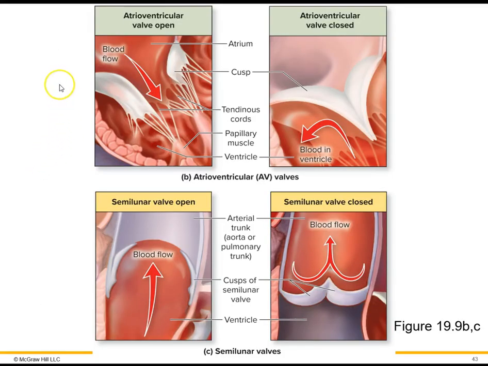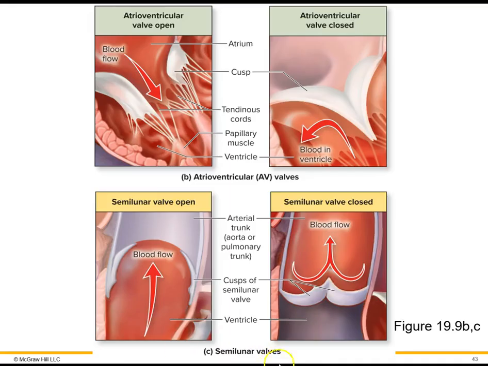Okay, so here we're looking at the function of the AV valves and the semilunar valves. So here's the blood flow from the atrium into the ventricle. Here's the AV valve, and it's open. And then when that ventricle contracts, blood is going to be forced superiorly, so it's going to be forced back up towards this AV valve. And when it does that, it kind of snaps these valves together, and that prevents blood from flowing from the ventricle back into the atrium.